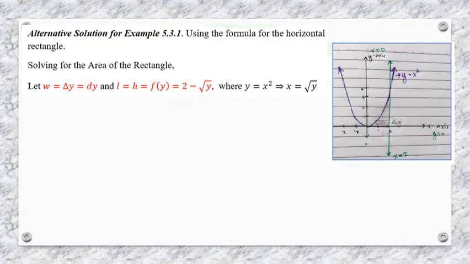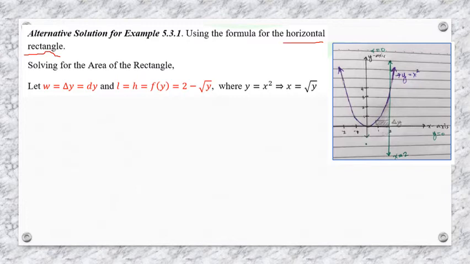So, we have an alternative solution for the first example, class, using the formula for the horizontal rectangle. Kasi kanina, sa solution 1 natin, ang ginamit natin na formulas is yung kay vertical rectangle. So, this time, ang gagamitin natin is kay horizontal rectangle. Kailangan, same pa rin yung makuha natin na center of mass.